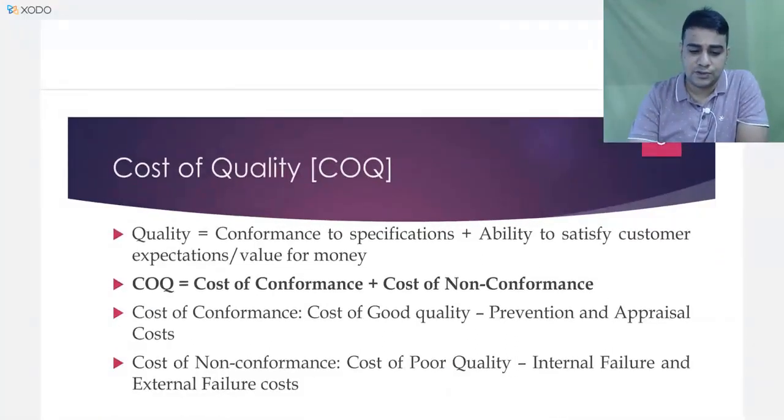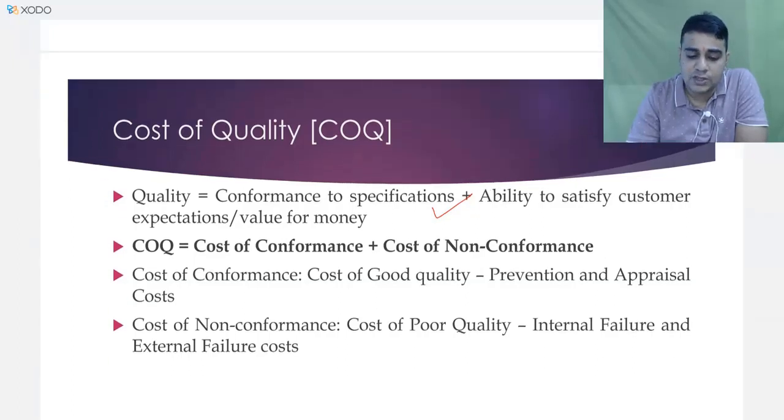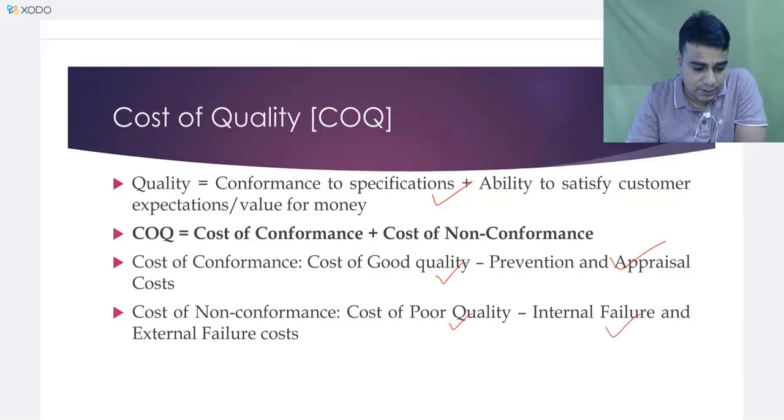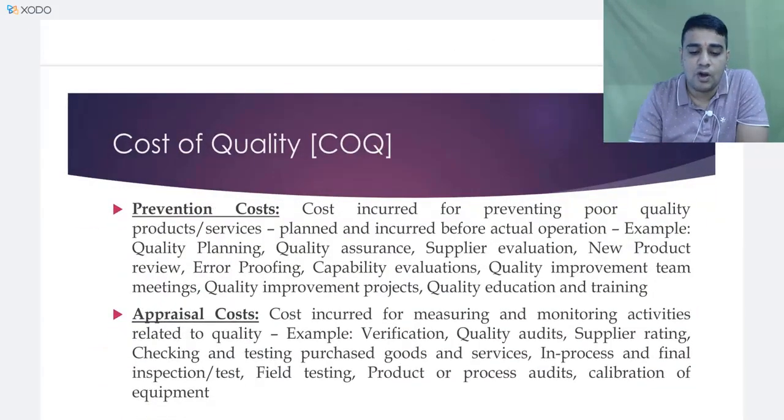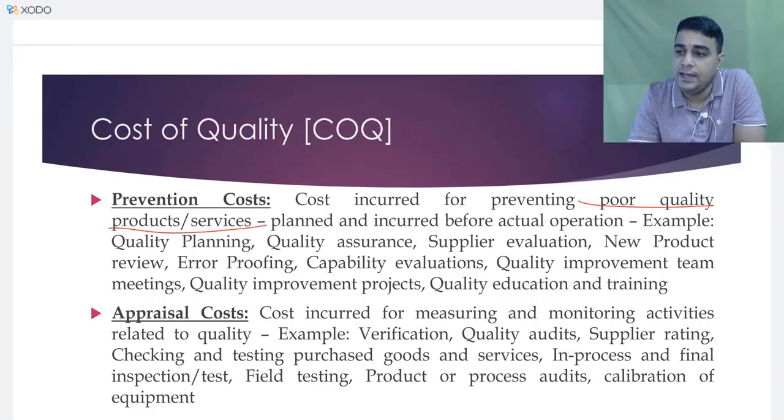Quality: conformance to specification, ability to satisfy customer expectation, or value for money. COQ is equal to cost of conformance plus cost of non-conformance. Cost of conformance is good quality, and non-conformance is bad quality: prevention and appraisal cost, internal failure and external failure cost. In that, prevention cost is the cost incurred for preventing poor quality products or services. These are incurred before the actual operation.